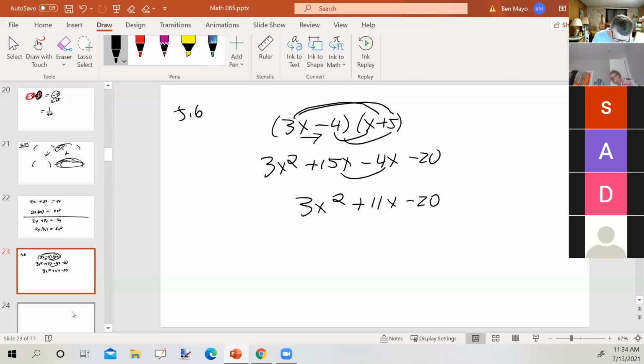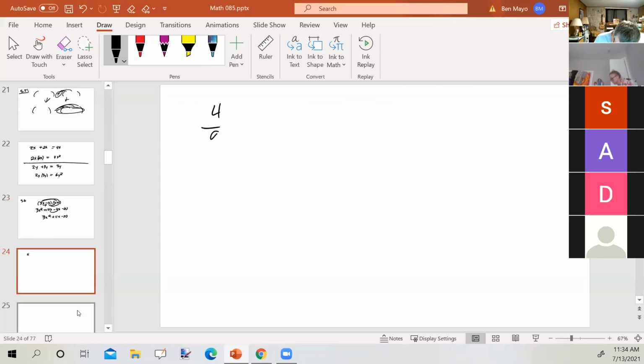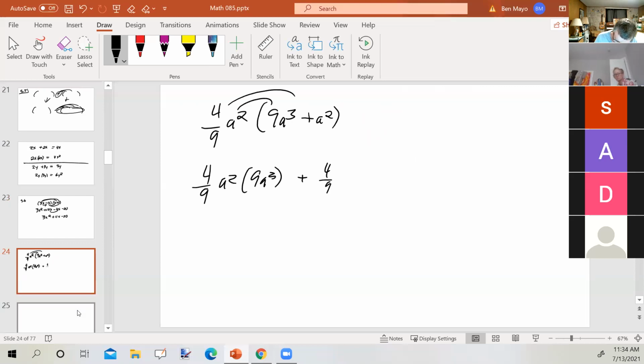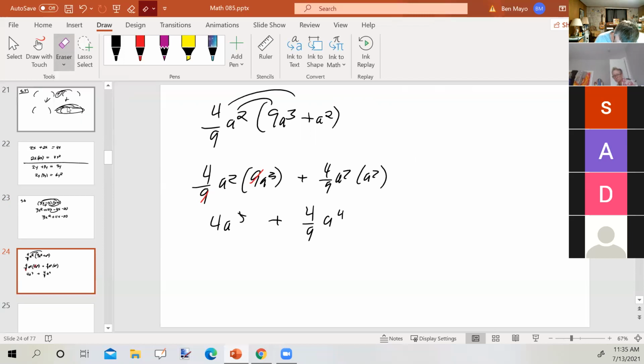Something you want to be careful of. Let's say we've got this situation: 4/9 a squared times 9a cubed plus a squared. Now, distributing, I would get 4/9 a squared times 9a cubed plus 4/9 a squared times a squared. And then here the 9s would reduce out and I'd get 4a to the 5th, and then plus 4/9 a to the 4th. Let me clean that up a little bit better here.